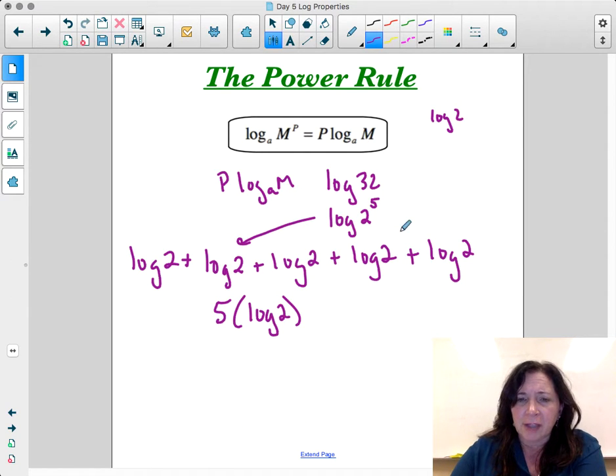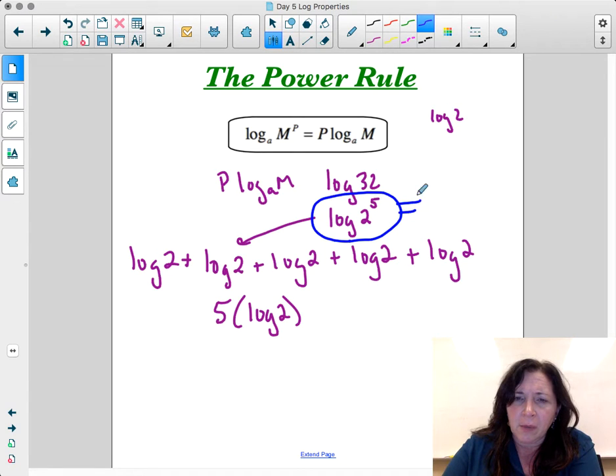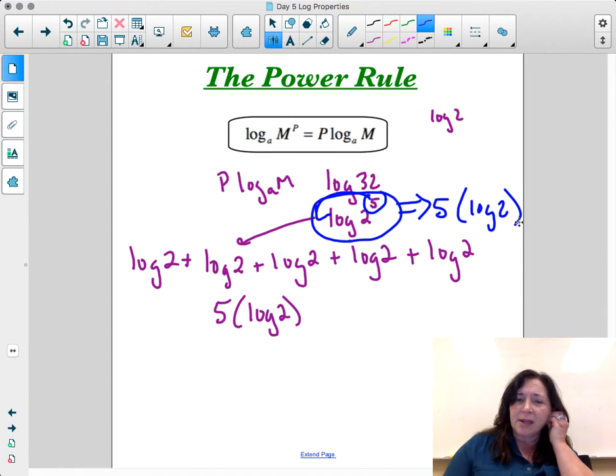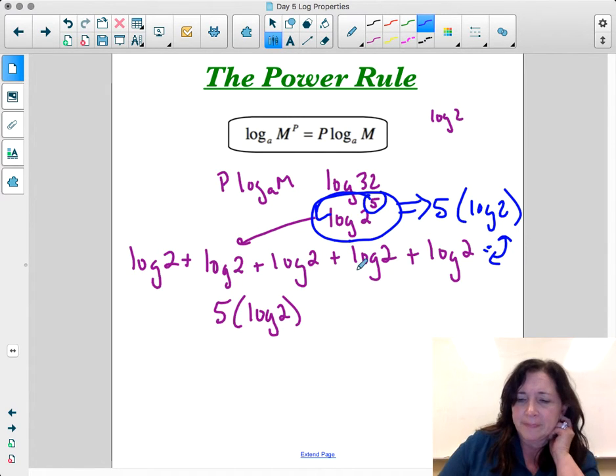Well, that's what we actually are doing. We are actually going from this value here, and then we're going, okay, well, why can't I just take this 5 and bring it out front and say, well, that's 5 times log base 10 of 2? And then that answer is the same as this answer. These two are the same.